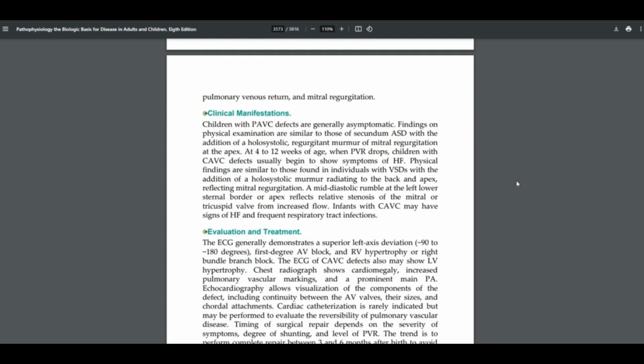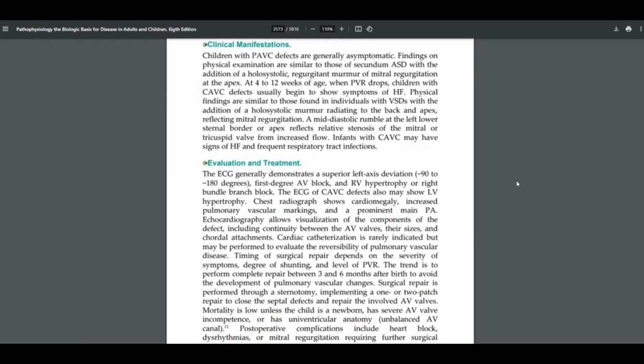Physical findings are similar to those found in individuals with VSD, with the addition of a holosystolic murmur radiating to the back and apex, reflecting mitral regurgitation. A mid-diastolic rumble at the left lower sternal border or apex reflects relative stenosis of the mitral or tricuspid valve from increased flow. Infants with CAVC may have signs of heart failure and frequent respiratory tract infections.